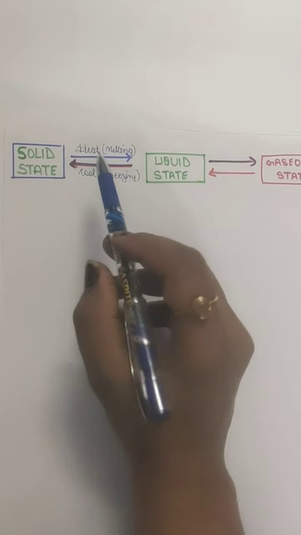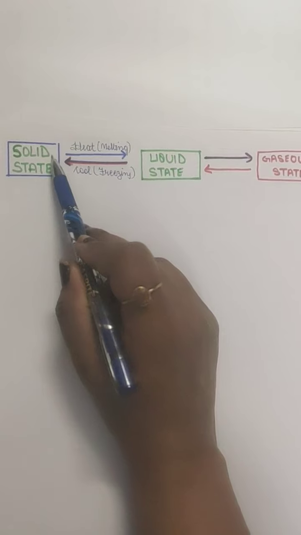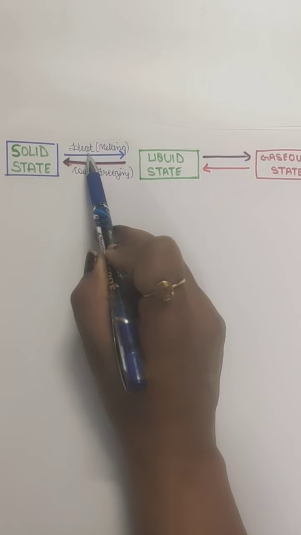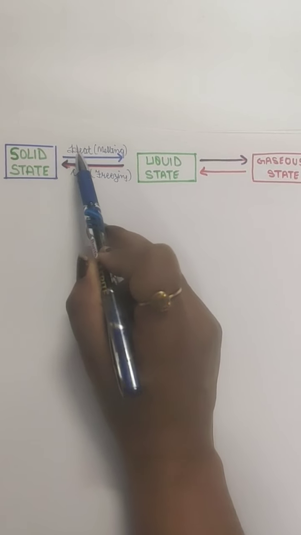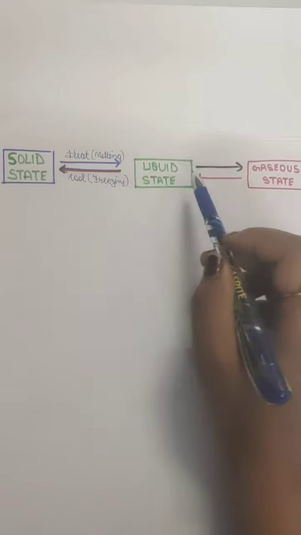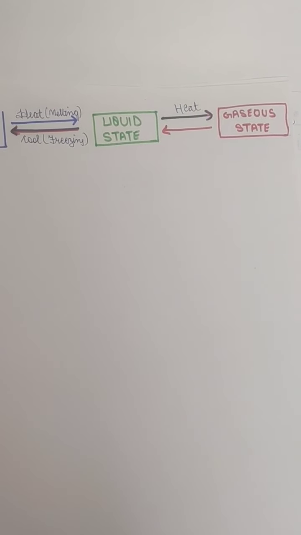Solid state. If we heat it, it is called melting. Solid to liquid is called melting, and it is done by heating. If we increase the temperature, it will convert from solid state to liquid state. Again, if we heat it further, this is called boiling.